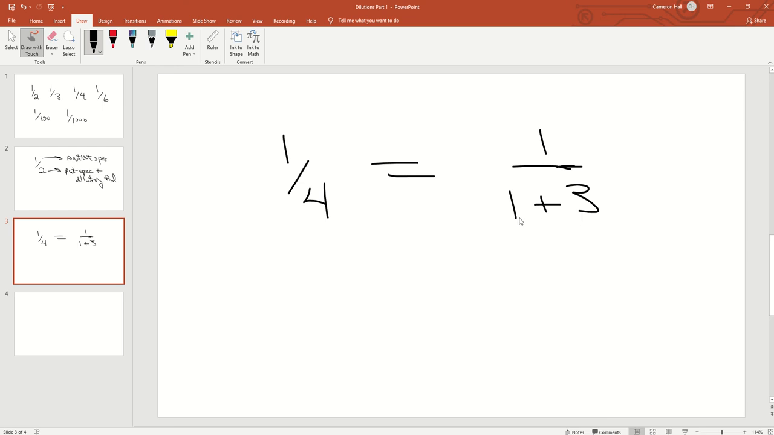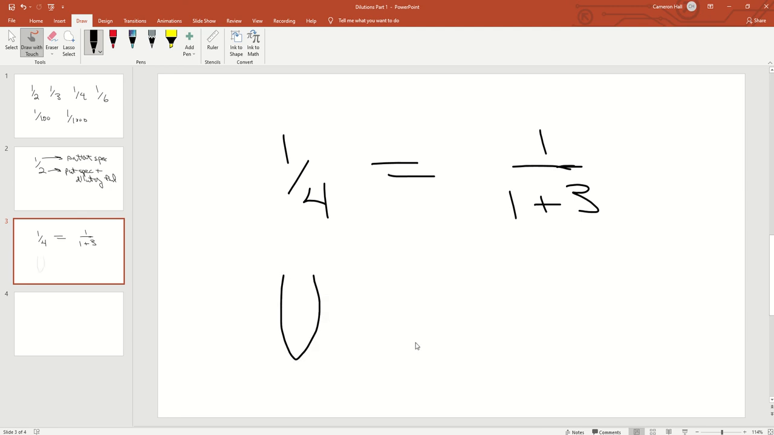So why is that? Well, the bottom number represents the total solution, right? Not diluting fluid. That's the common mistake. People think this bottom number represents how much diluting fluid is added. It does not. It's diluting fluid plus the thing you're diluting, which is patient specimen.